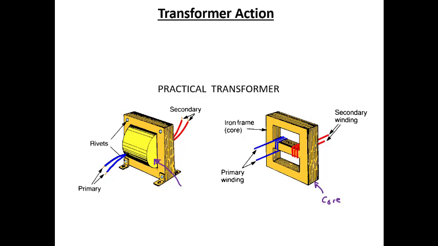And so in the primary winding, we'll see the turns. So you can see these wrapping around the transformer. Those are the turns in the primary. And then we have some turns in the secondary.